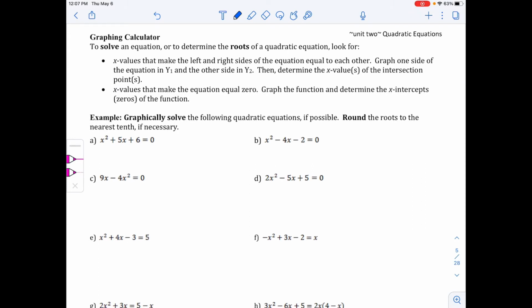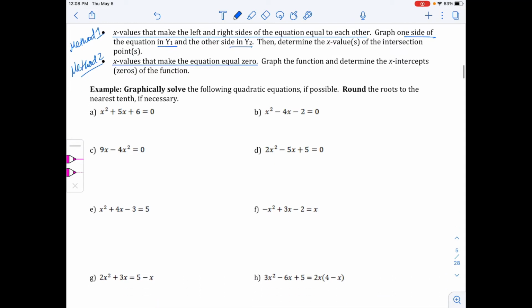So, using our graphing calculator, it says to solve an equation or to determine the roots of an equation, look for the x values that make the left and right sides of the equation equal to each other. Graph one side of the equation in y1 and the other side in y2. That's one method, okay? The other method, method 2, is to find the x values that make the equation equal to 0. So we're going to start with method 2 here because this is already equal to 0, okay?